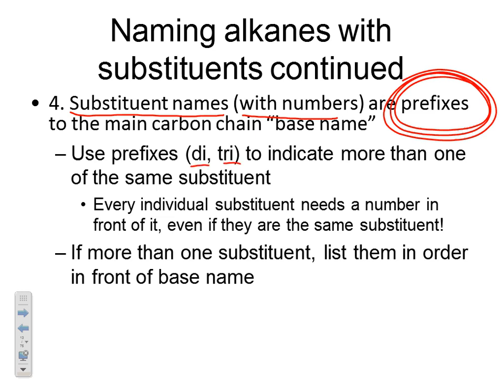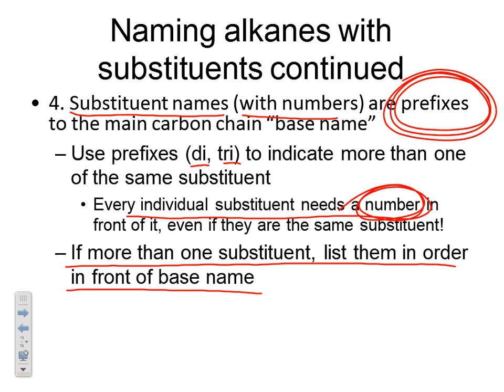Now, if you have more than one of the same substituent, then we use the prefixes di and tri, and every single substituent needs a number. So if you have, let's say, 3 substituents on your main carbon chain, you need to have 3 numbers in the name, even if they're on the same carbon. So that's a key point: the number of substituents you have is the number of numbers you need in the name. If you have more than one substituent, for our purposes, we're simply going to list them in order in front of the base name. So you just put them all in front.